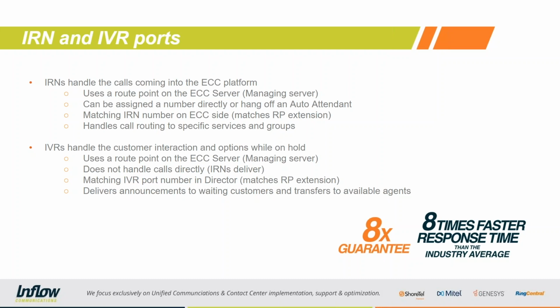It can be assigned a DID number directly on that route point, or you can put the route point on an auto attendant so that you can transfer into it from a main menu, which is what many customers do. In order to get that set up, you would set up a route point with a specific extension, so an extension that you specify. And then you would also notate that same extension as an IRN on the contact center side, which we will get into as we do the flow example.